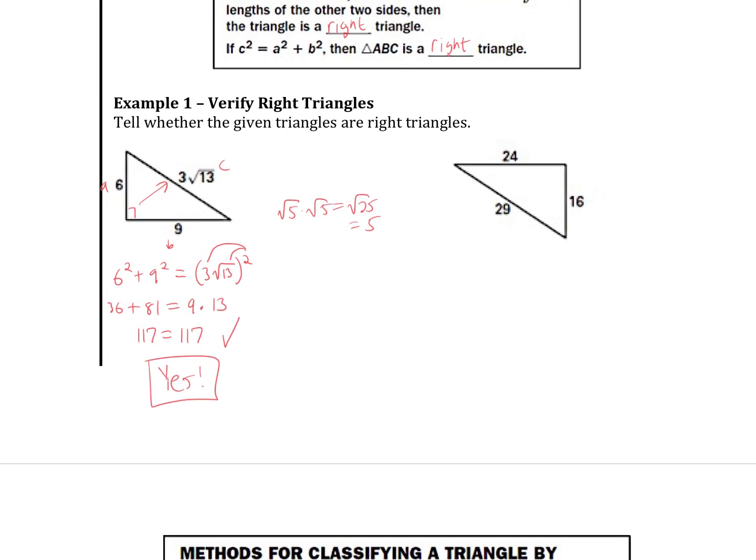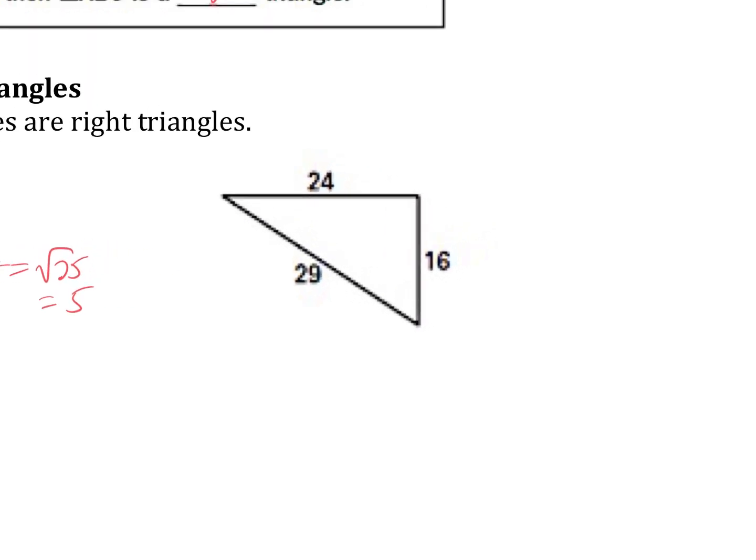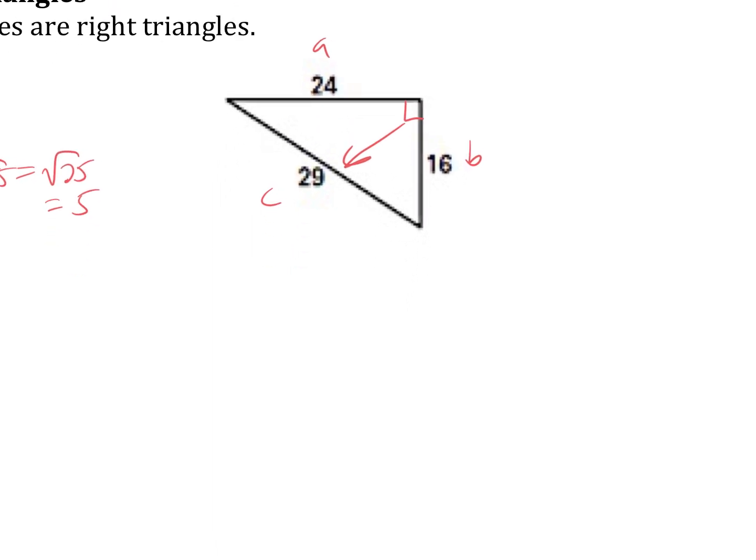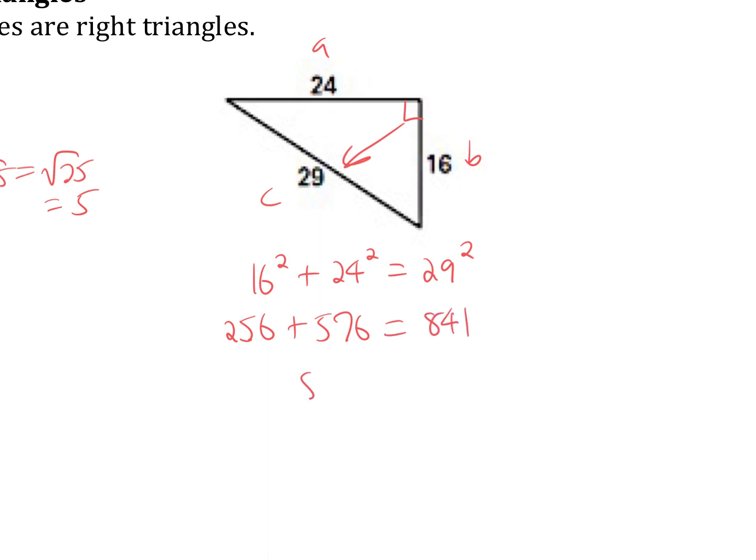Give it a try. All right, looks like the right angle is going to be right here. So that means this is the hypotenuse. We've got a, b, and c. You could also flip a and b if you wanted to. So I'm going to do 16 squared plus 24 squared equals 29 squared. 16 squared is 256 plus 24 squared is 576 equals 29 squared, which is 841. Add these together, we get 832 equals 841.